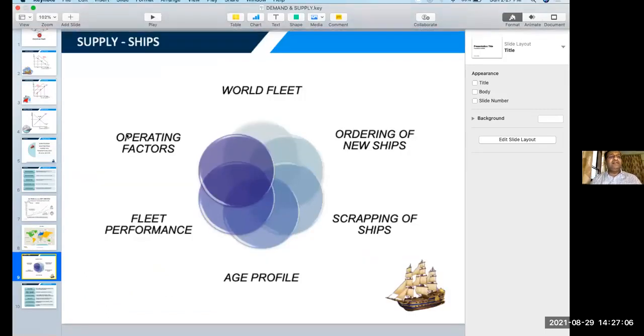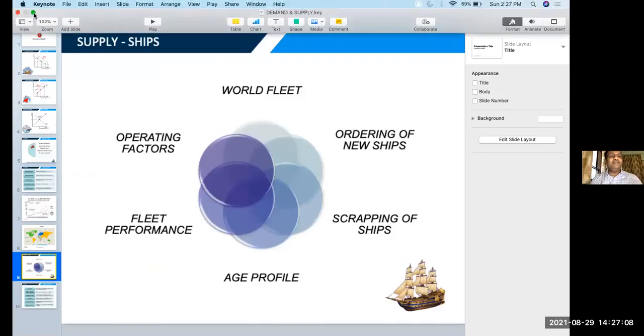Am I right? If anybody can confirm to me, did I discuss factors influencing supply of ships? Did I discuss? No, sir. No. Okay. Thank you very much.